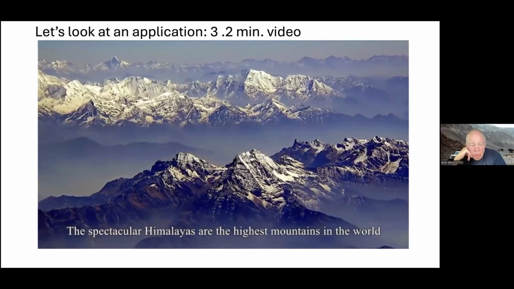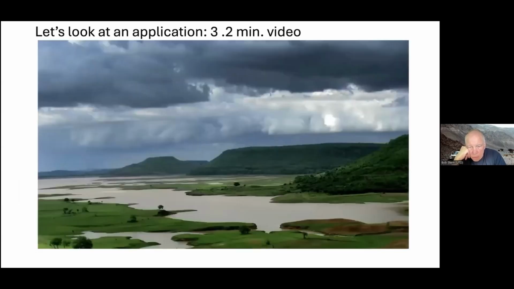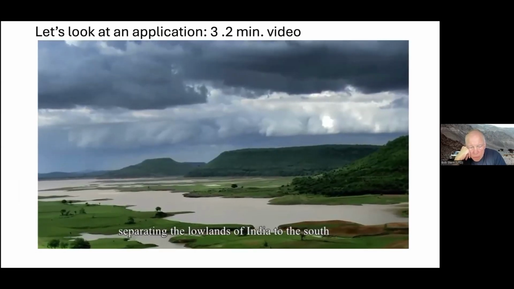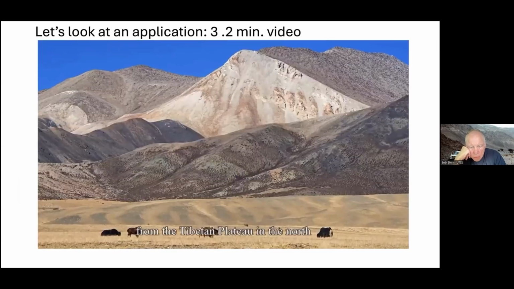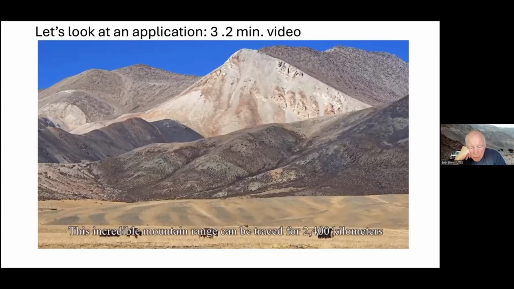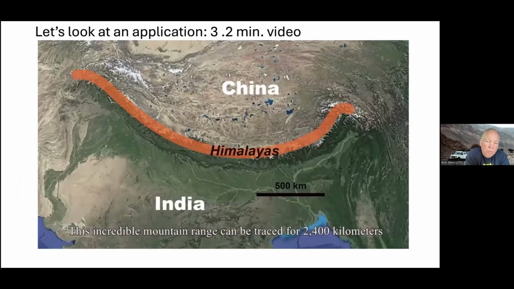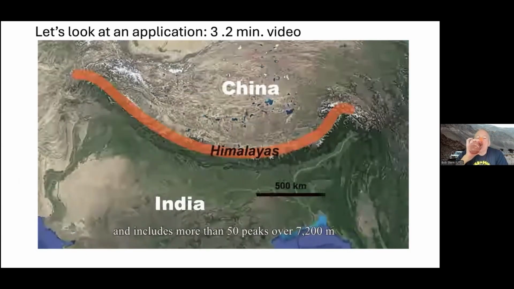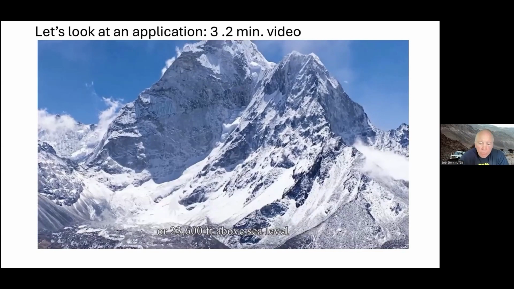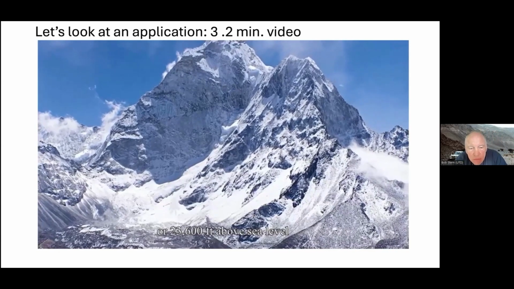The spectacular Himalayas are the highest mountains in the world, separating the lowlands of India to the south from the Tibetan plateau in the north. This incredible mountain range can be traced for 2,400 kilometers, or 1,500 miles, and includes more than 50 peaks over 7,200 meters, or 23,600 feet above sea level.